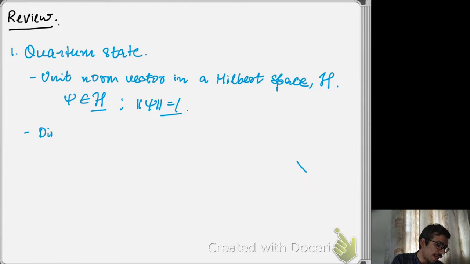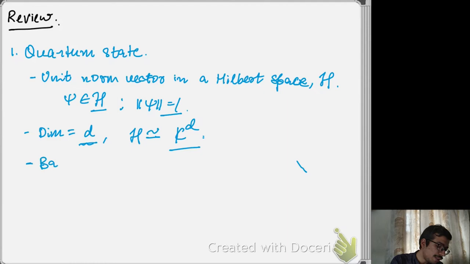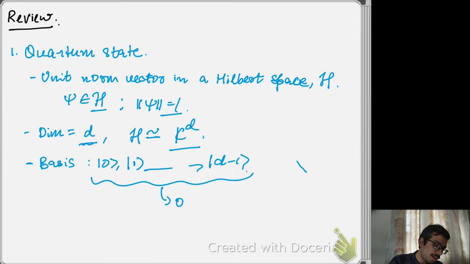So here the dimension, we'll denote D for the dimension. So here we have that H is a finite dimensional Hilbert space, or it's isomorphic to C to the power D. The basis set is what we'll denote by ket 0, ket 1 up to ket D minus 1. So these are all orthonormal vectors. So these are all unit vectors, and they are also orthogonal to each other. Okay.